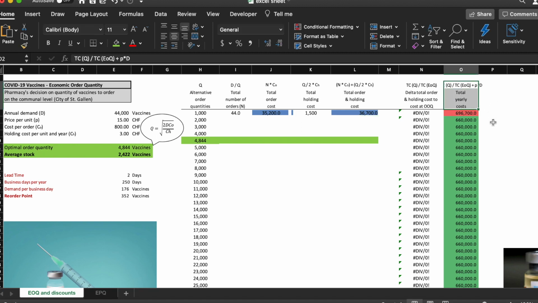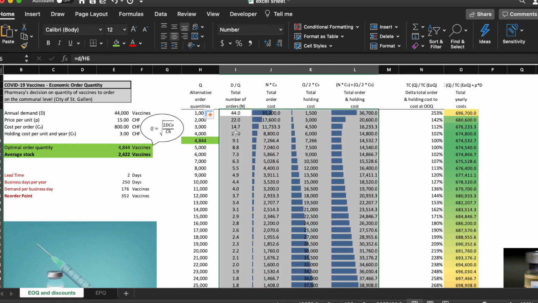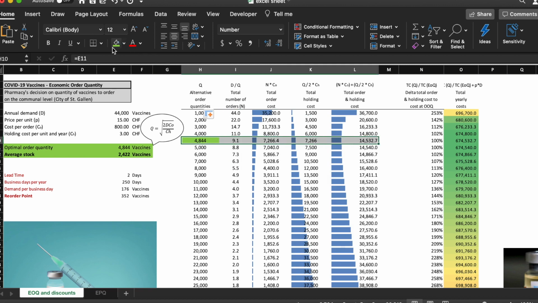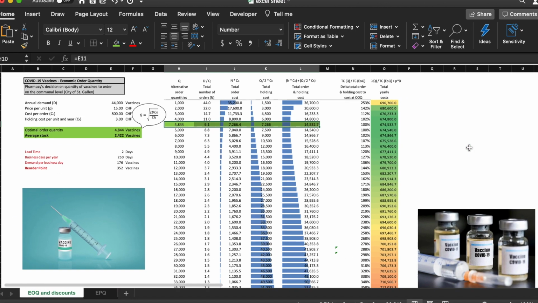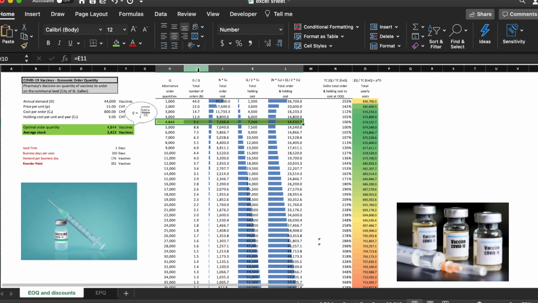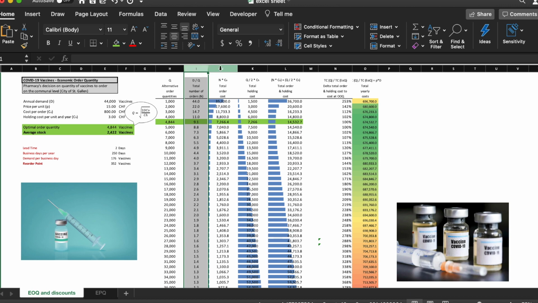Here, we also have a column showing the total yearly costs, including the price per unit of 15. We can now drag down the formulas. We see our optimum requires 9.1 orders per year, and we can see that it is in fact the lowest cost. This is all a bit convoluted, so let's try to illustrate with a graph.